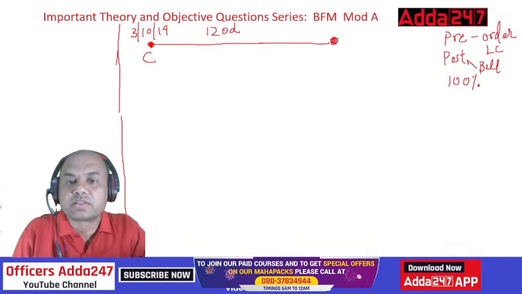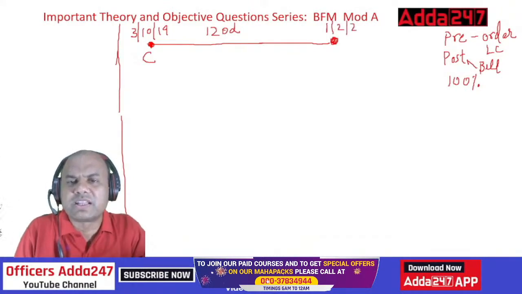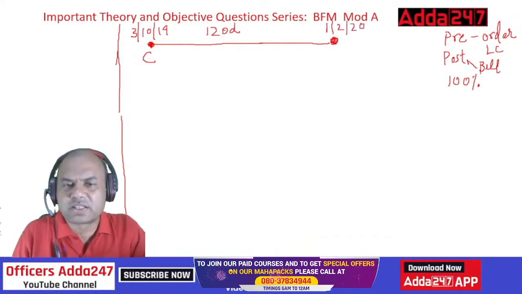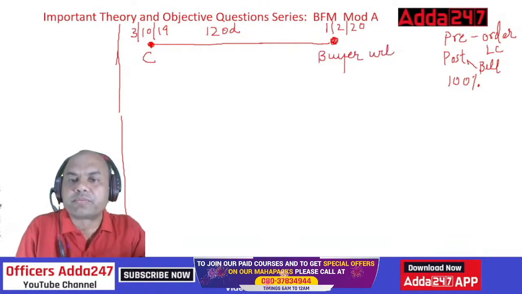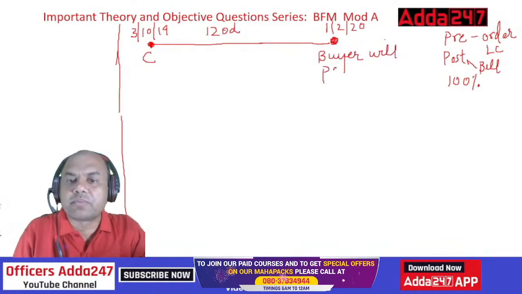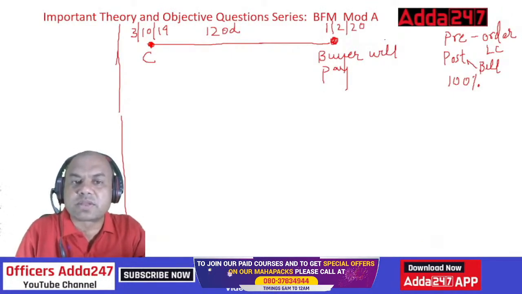1/2/2020, let's make it. On this date the buyer will pay. Remember what I mean by this: the buyer will pay. And what has happened on this date, this customer has come to you.